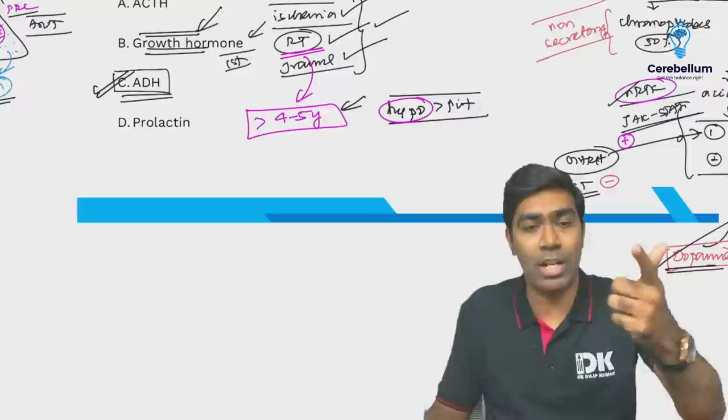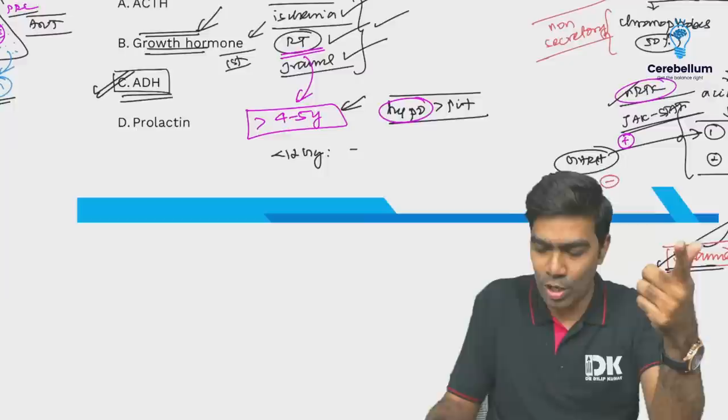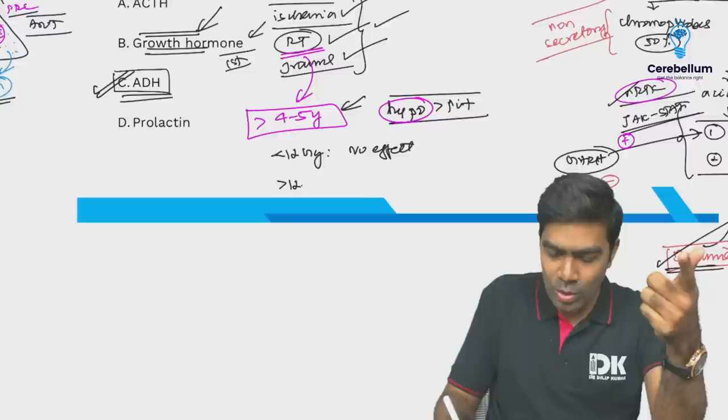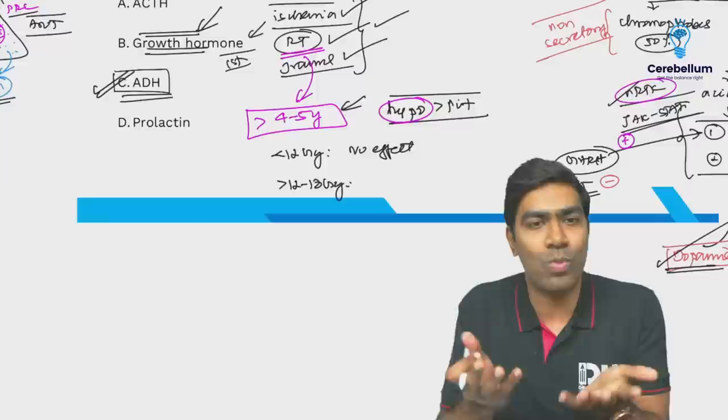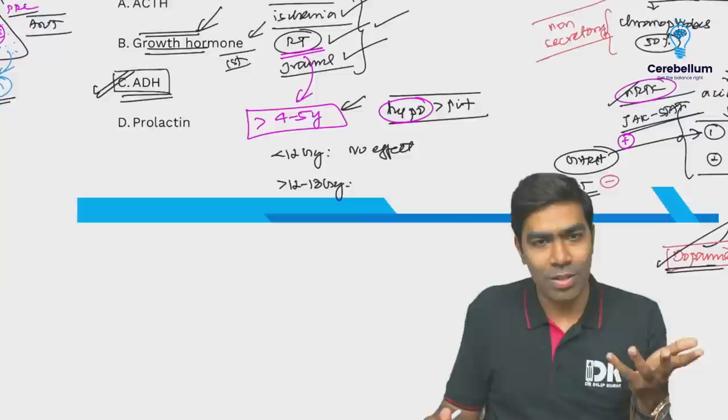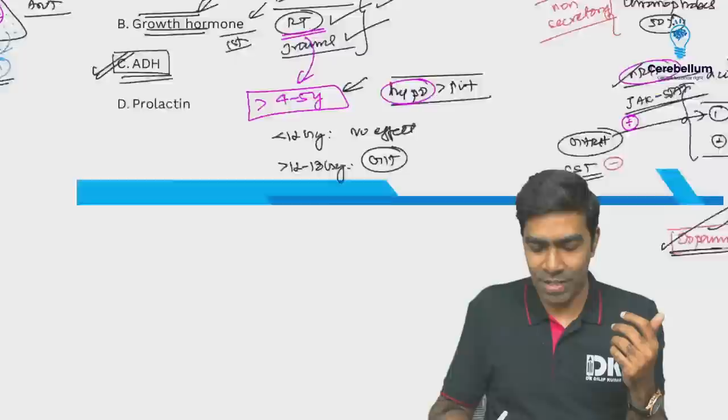So depending on the dose of radiation, if it's less than 12 grays of radiation, usually you will not get any effect. No effect. Okay, beyond 12 to 18 grays, what will be the first to be affected? You're going to answer. Which hormone? Which cells are susceptible? More peripheral, growth hormone. That's the one that will be affected after 12 to 18 grays.